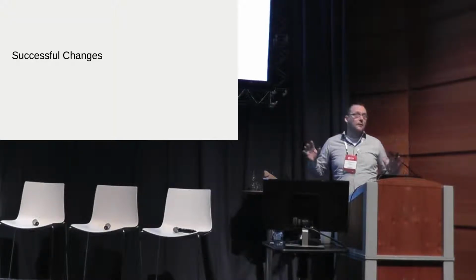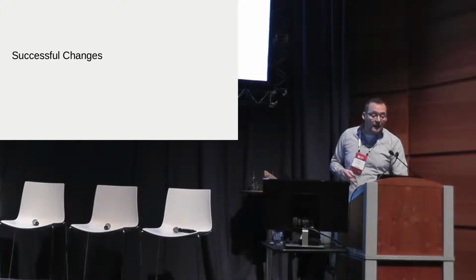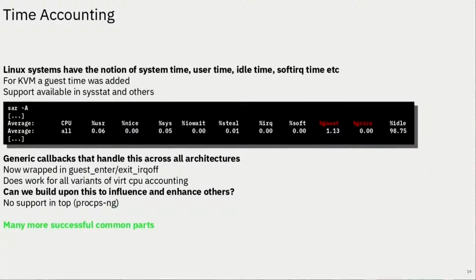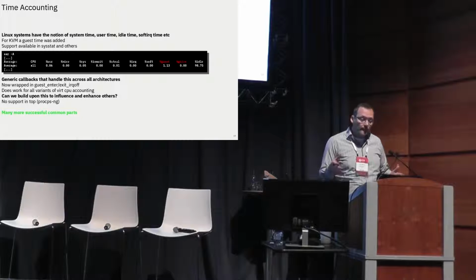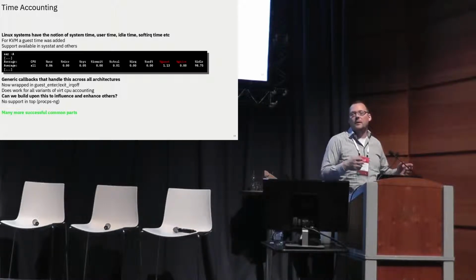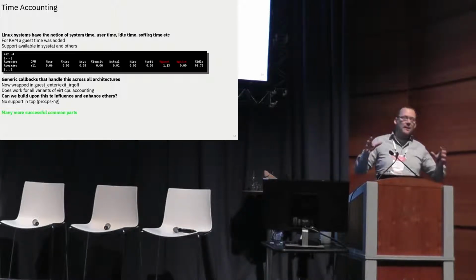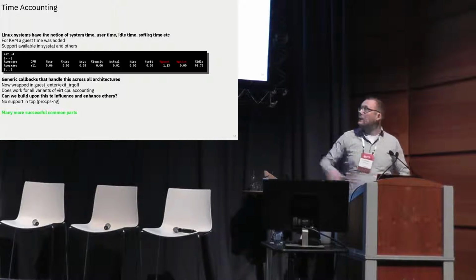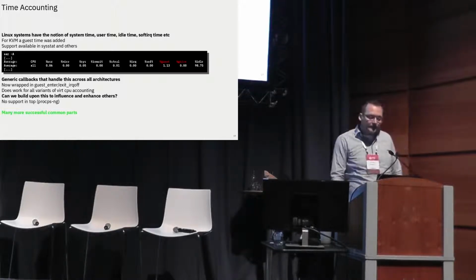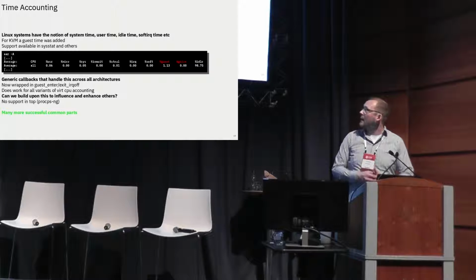But not everything is bad. There are also successful changes. For example, the time accounting. As you might know, you now have not only user and system time, you also have guest time that is measured for your QEMU process. So you can directly see whether that CPU is spending time in the guest, or in the host doing work for the guest. I have here an output from sysstat, which shows some kind of guest percentage.